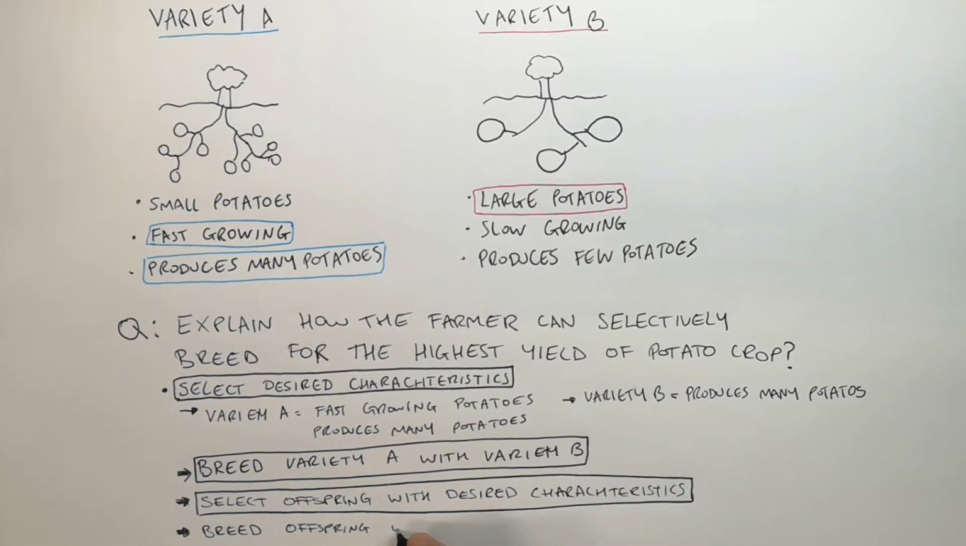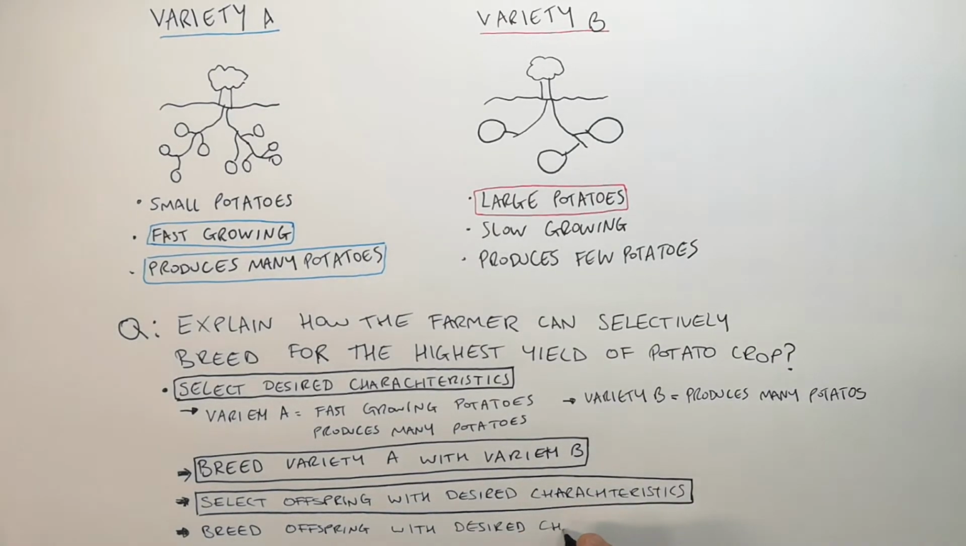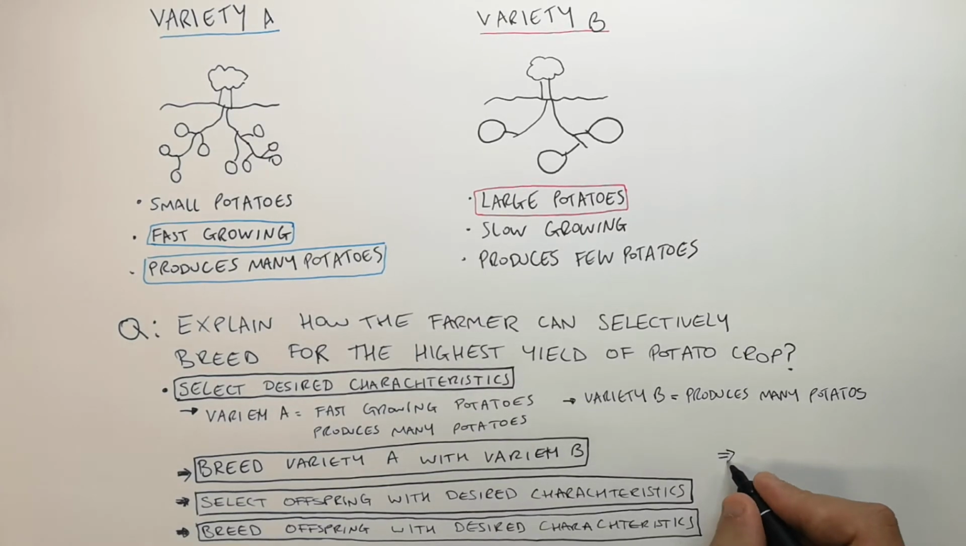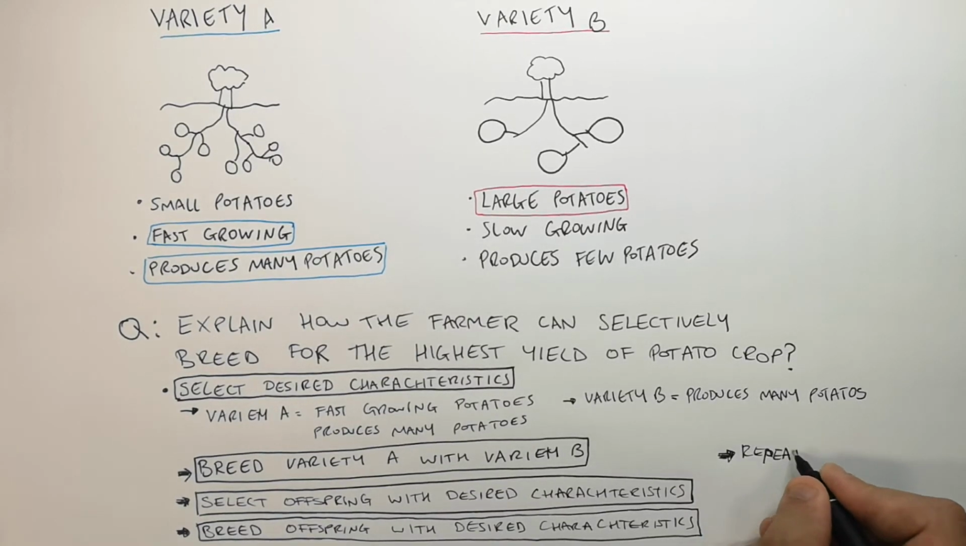And then you breed the offspring with the desired characteristics. So if you've got fast growing, many potatoes that are large, you then grow those plants together, and you repeat this process.